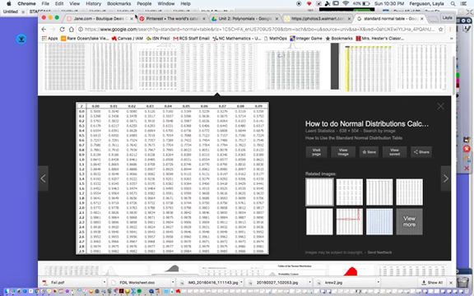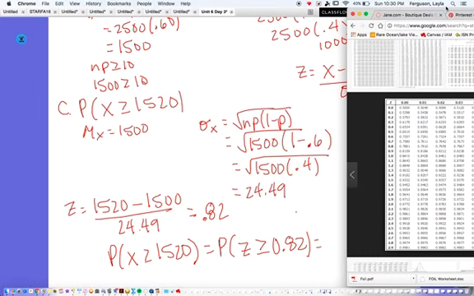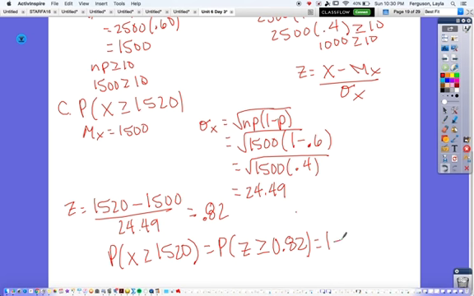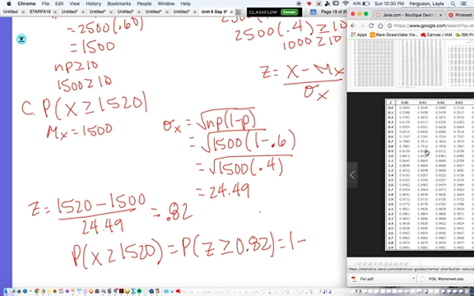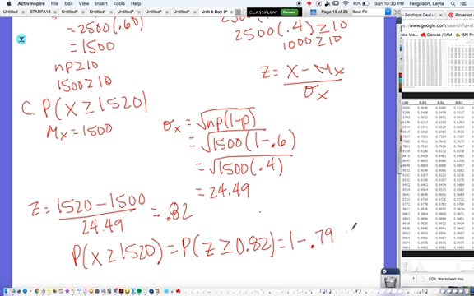Alright, so whenever we do that, because we are saying greater than or equal to, remember the standard normal table tells us about less than, and so we're going to say 1 minus whatever our table tells us about 0.82. So if I go back to the table and I go to 0.8 and then over to 0.02, I would see that it's 0.7939. So 1 minus 0.7939. Whenever we work that out, we find that the probability that x is greater than or equal to 1520 would be 0.2061.